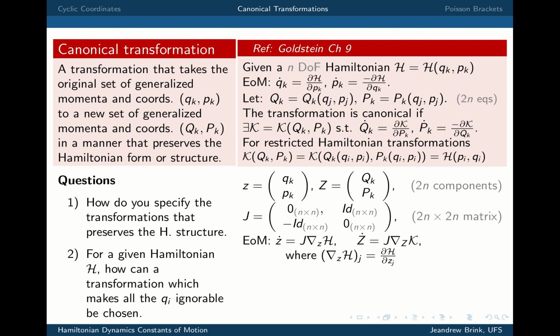Okay, so that's what I have then, and just to make sure we all have the same notation again, the jth component of the gradient of H with respect to z is simply dH/dz_j, okay?